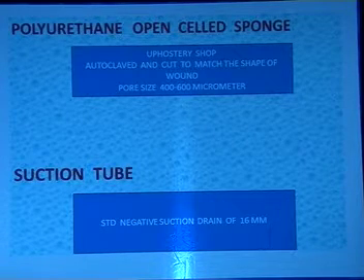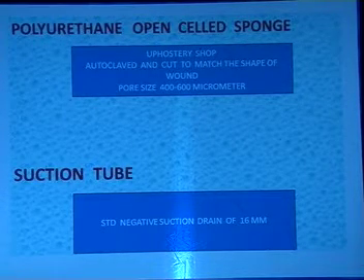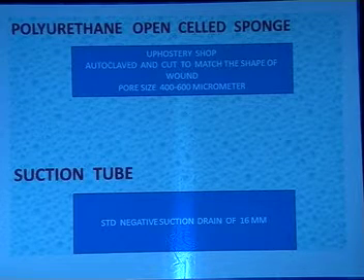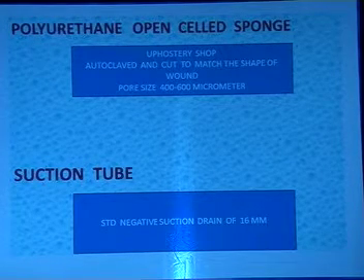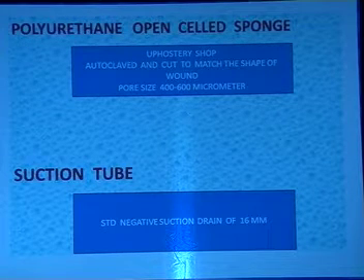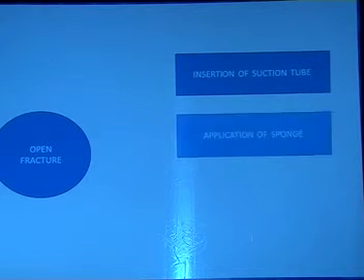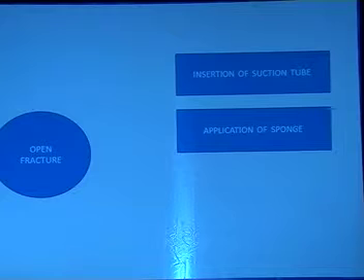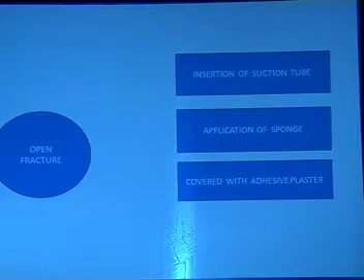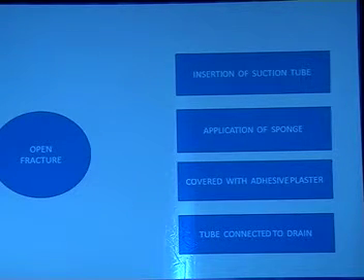In our hospital, we always keep the sponge autoclaved and ready in case of emergency, along with a suction tube with a standard negative suction drain of 16 mm. Whenever an open fracture comes, we give a thorough debridement and proceed with vacuum assisted closure. First you insert a suction tube into the most dependent area of the wound, then apply a sponge covered with adhesive plaster, and the tube is connected to a drain.